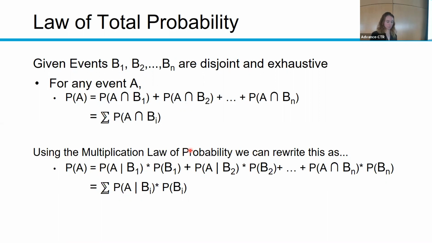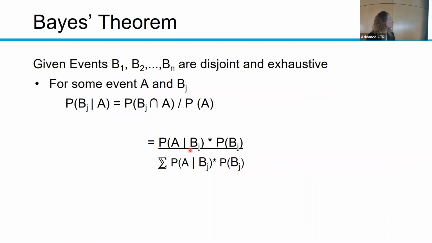We can also use this to get Bayes' theorem. Again, given that our B events are disjoint and exhaustive, we have the conditional probability of Bj given A equals their intersection divided by the probability of A. Now what we can do is use the previous results. We can convert this intersection to a conditional times what we're conditioning on, and then transfer this probability of A to the sum, which we got from the law of total probability.